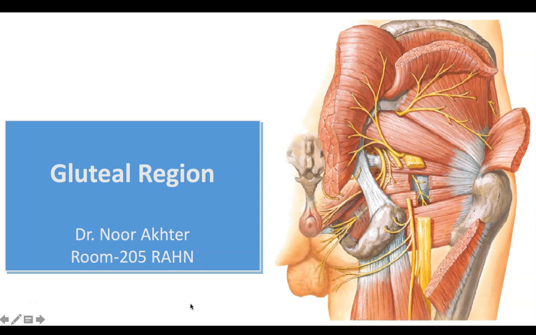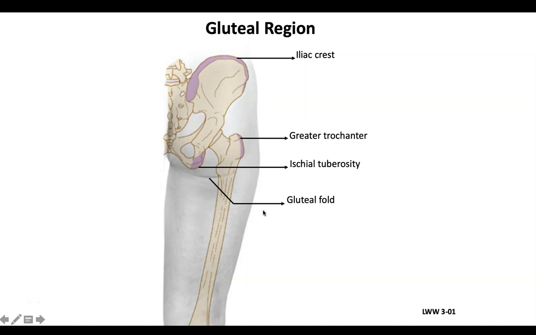Hi everyone. This is the first section of my gluteal region lecture. In this section, I will talk about the bones and the related ligaments, and also I will talk about the hip joint. The gluteal region is a transitional zone between the trunk and the free lower limb.